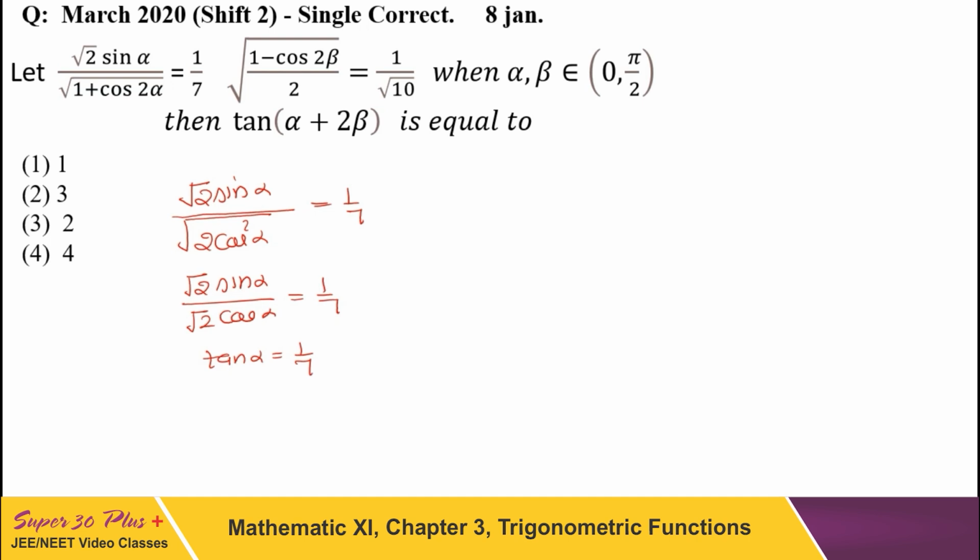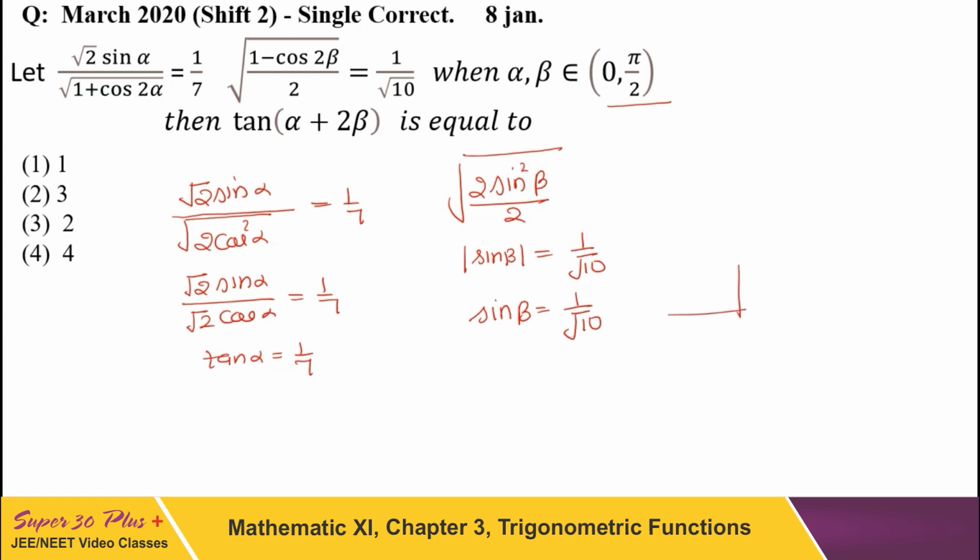Now 1 minus cos 2 beta, it is 2 sin square beta, upon 2. Now simplify it, it is mod of sin beta is equal to 1 by root 10. Alpha and beta belong to the first quadrant, that's why it is positive, and it implies that sin beta is equal to 1 by root 10. Now we can find the value of tan beta. There is a triangle, it is the 1, it is the root 10, and it is 3. Now angle beta is here, tan beta is 1 by 3.